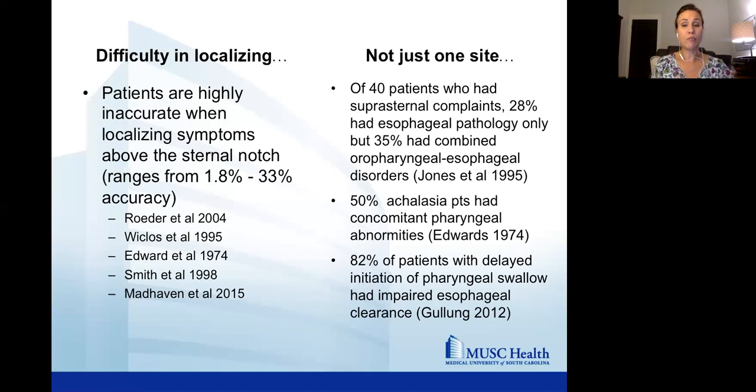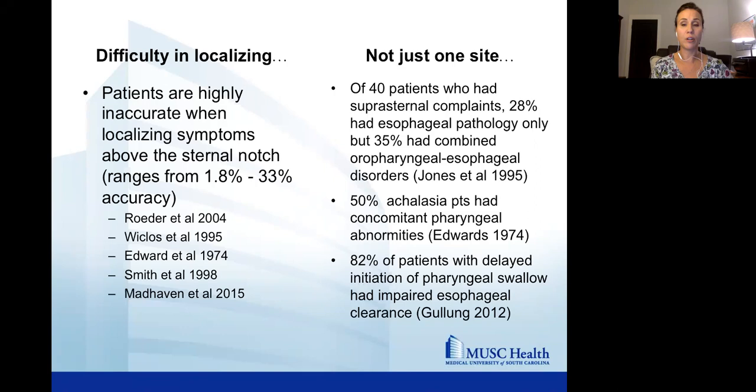Achalasia patients, about 50%, had pharyngeal abnormalities as well. And then a newer study from MUSC, Dr. Galung, showed that 82% of patients with delayed initiation of pharyngeal swallow also had impaired esophageal function. It's not a causal relationship, but it's an association. And it means that we just need to be prepared to look a little bit further for our patients before we brand them with something.